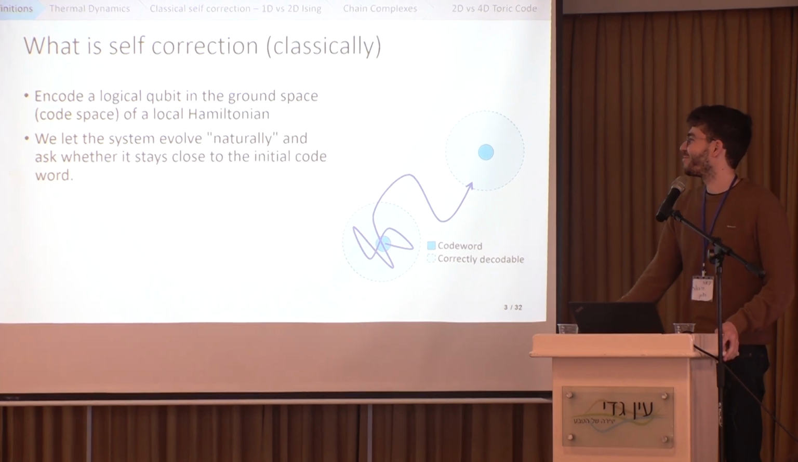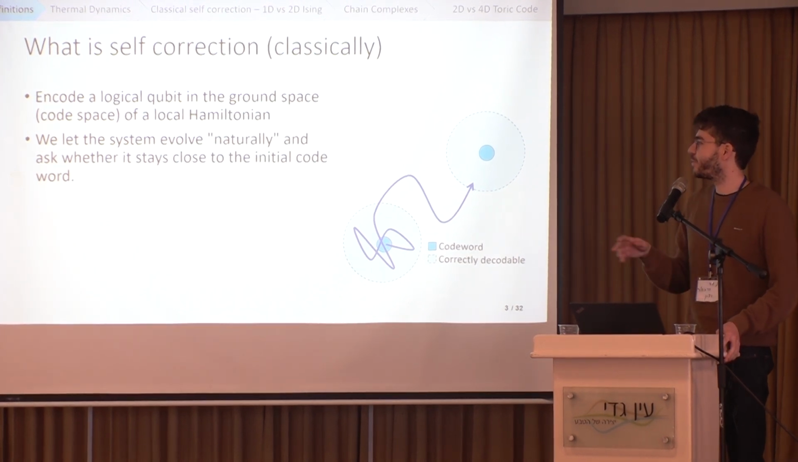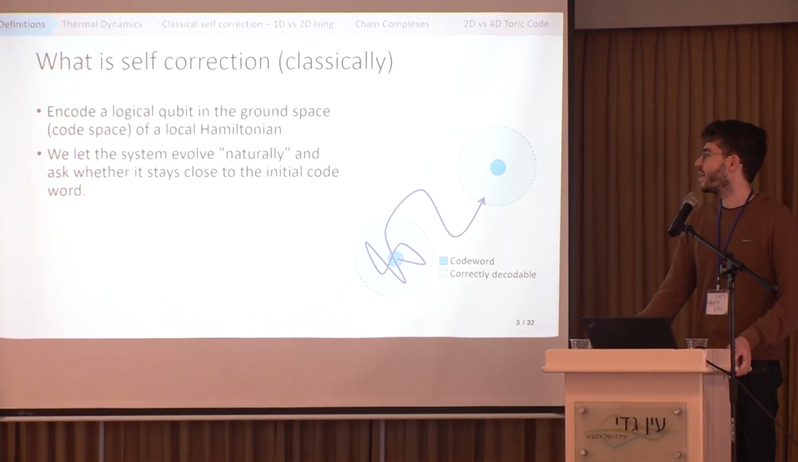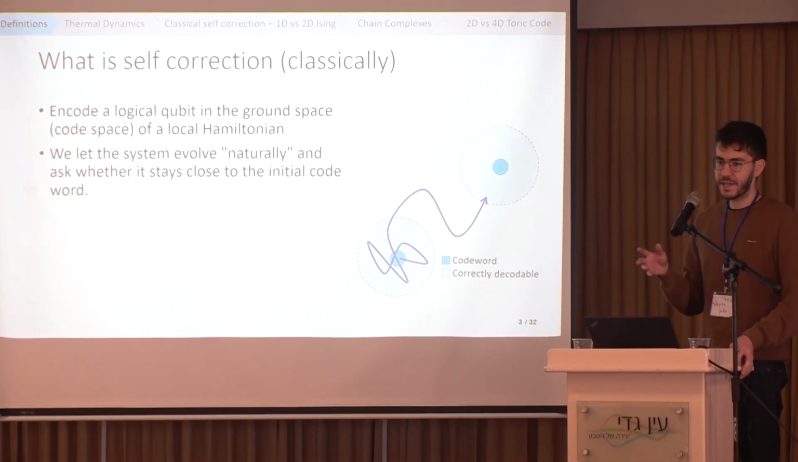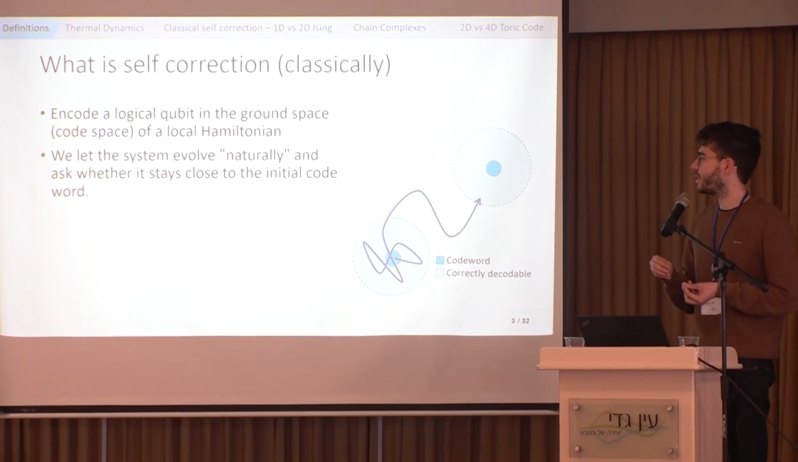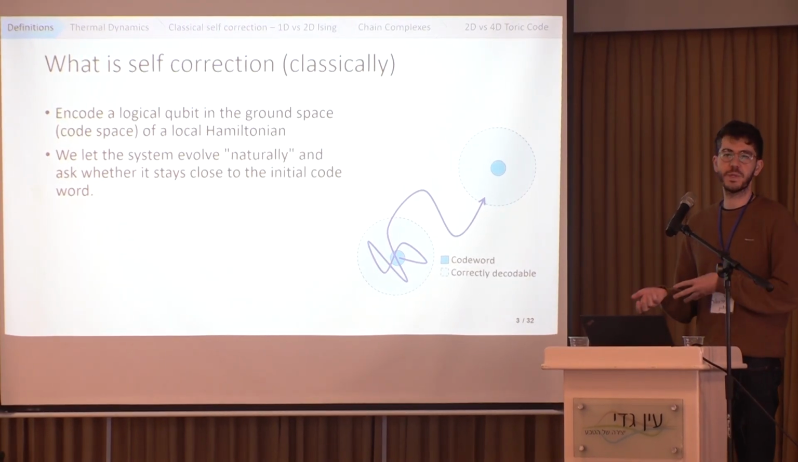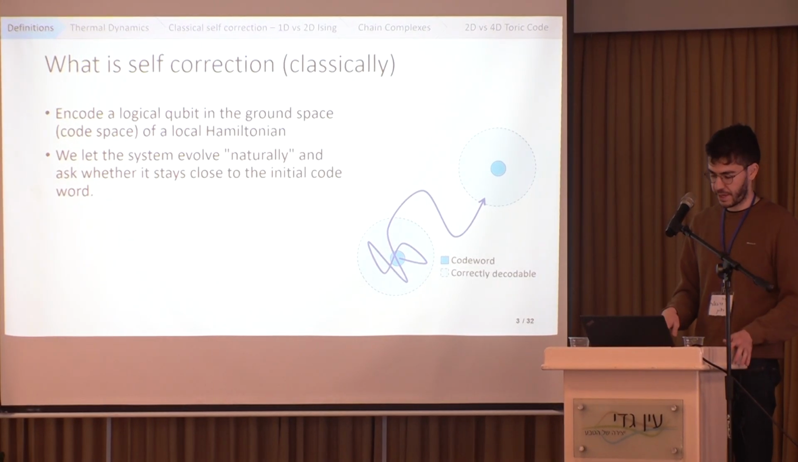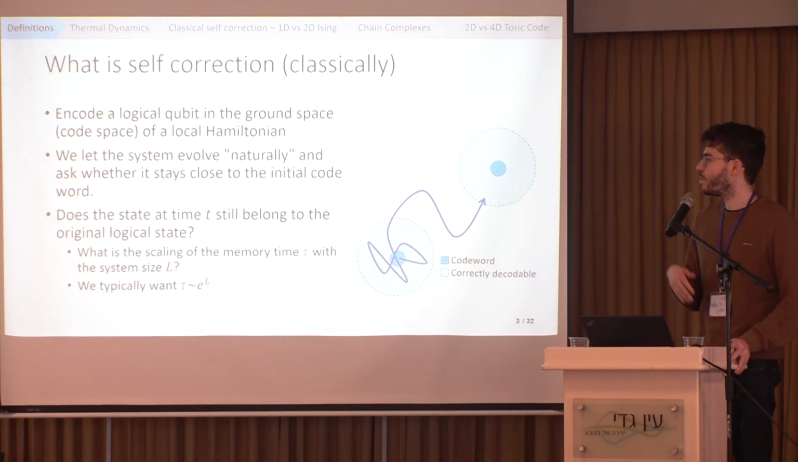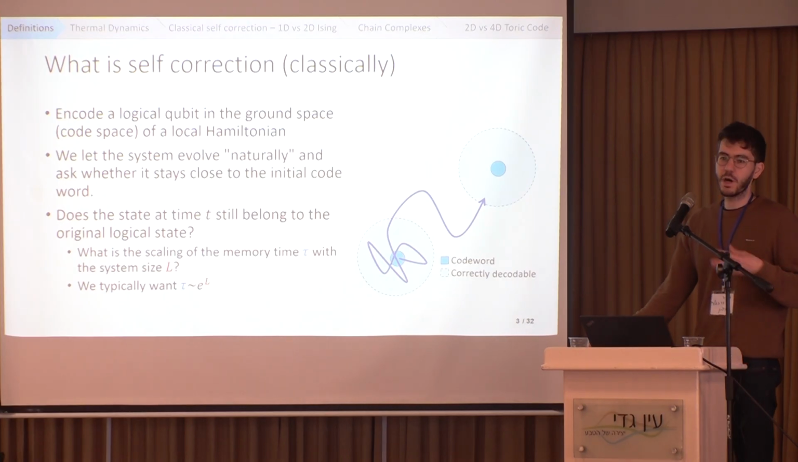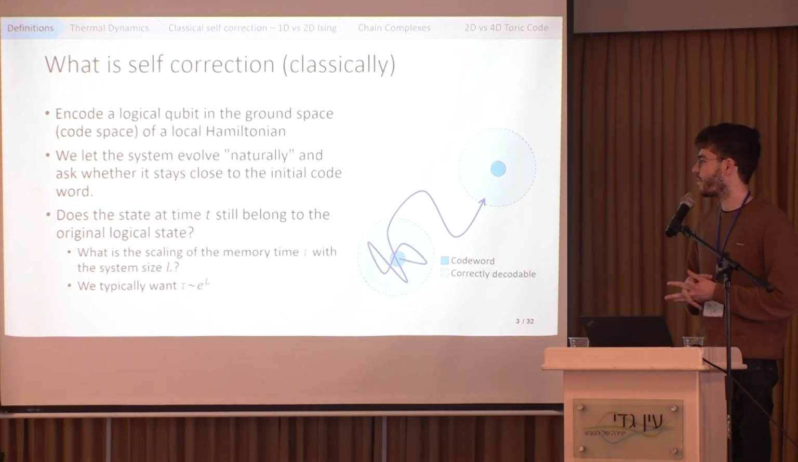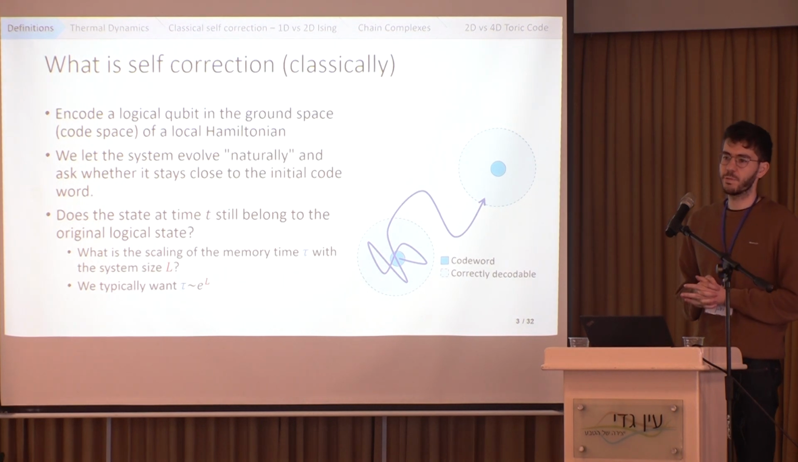And we let the system evolve naturally. We'll say what is naturally, and ask whether it stays somewhere close to the initial code word in a way that we can somehow know what was the initial code word. Then we ask, does the state of the system at time t still belong to the original logical state? And we ask what is the scaling of this time as a function of the system size L. And we typically want this time to be exponential in L.